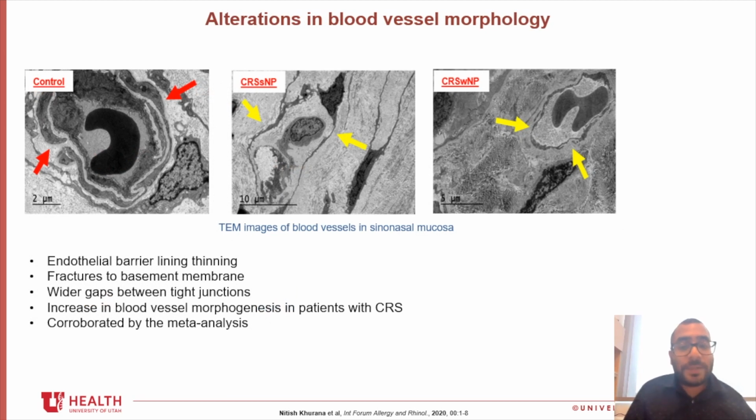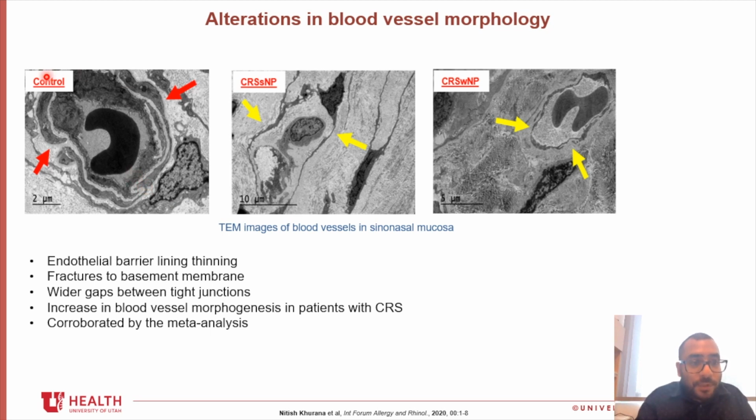So similarly, we see other alterations or other disorganization in the blood vessels as well. If you remember from the last lecture, we looked at a slide where we compared the blood vessels in a normal tissue versus a tumor tissue, and we saw a lot of disorganization in the blood vessels present in the tumor tissue. So the blood vessels that are present in inflammatory tissue are also similar. There is absence of or fracture in the basement membrane.